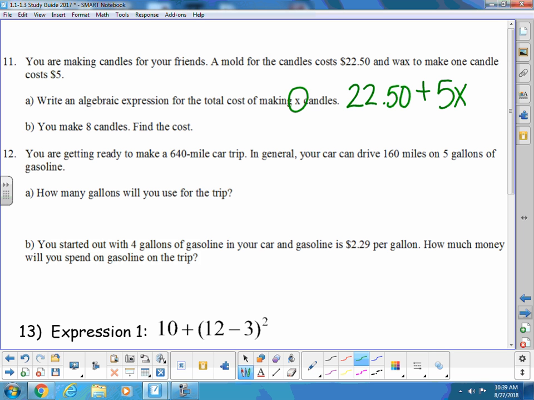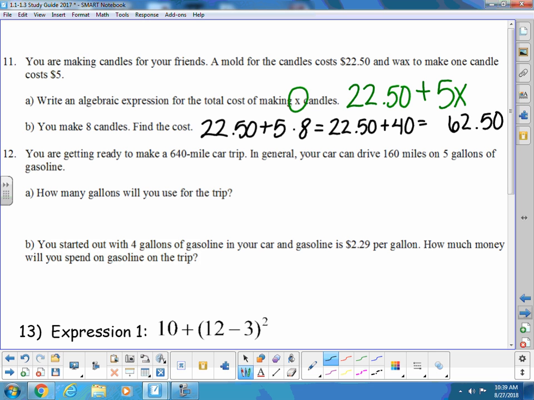Part B, you make 8 candles. How much does it cost you? Plug it in. $22.50 plus 5 times 8 gives you, group operations, 5 times 8, 40. $62.50. And what do I label it? Dollars. Word problems, we want to see labels next to them, whatever they represent.